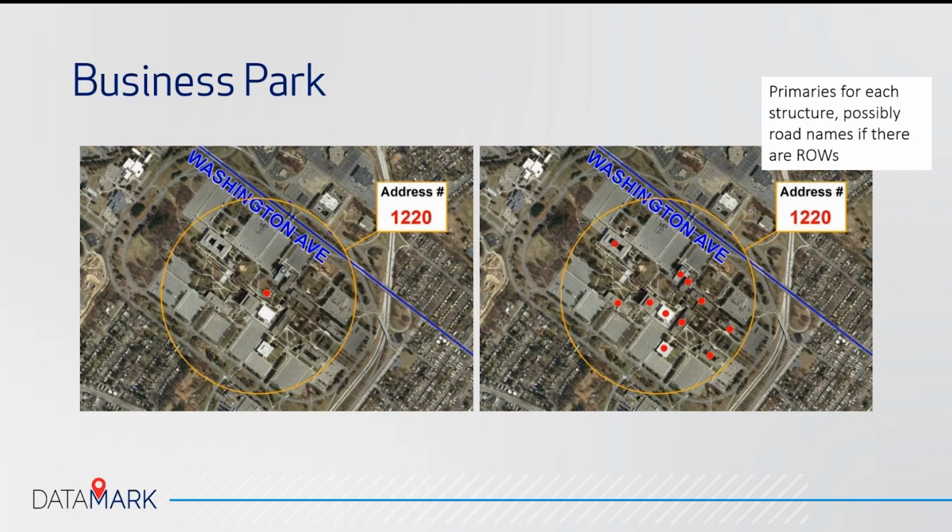And of course, the business park is very similar. You would want to do primaries. And if you had any identifiable right-of-way within there, you would probably want to name those and assign primaries based off of those, just so you can avoid running out of addresses.